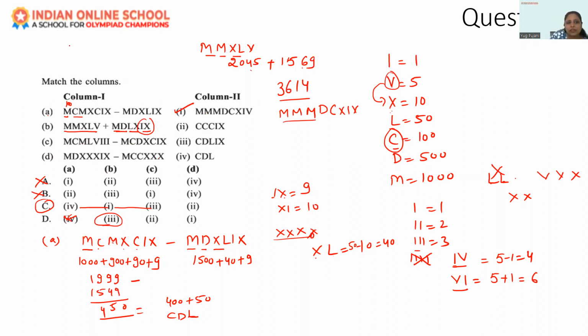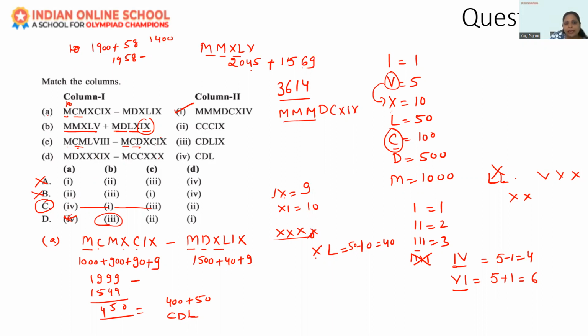So M is your 1000, plus C for 100 is 1100. But sorry, this is a CM, so 1000 plus 900 is 1900. That's 50 and 8, 58, so 1958 minus 1000 and 400, 1400. Okay, this is your 1400.